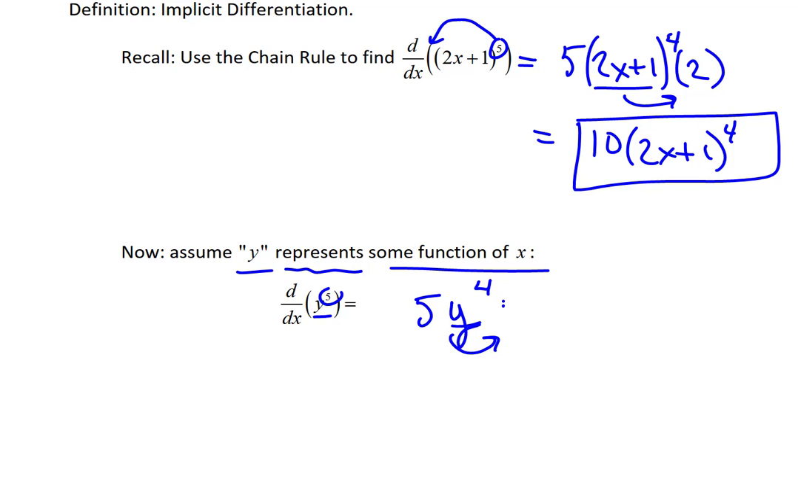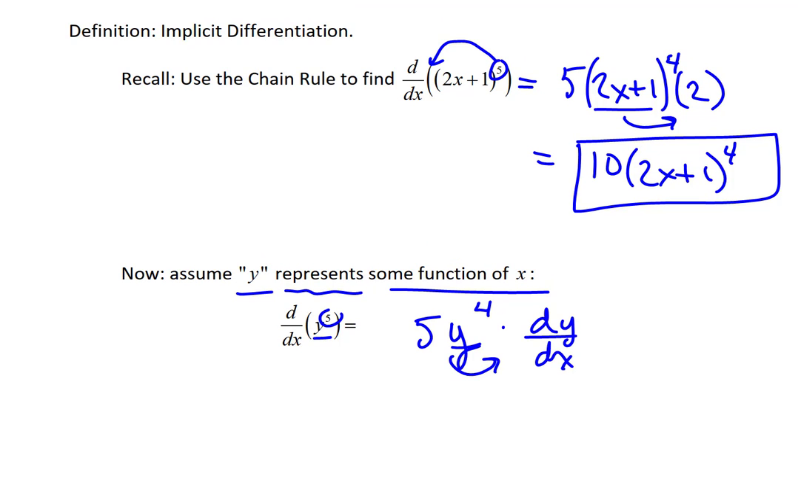Now, the thing with an example like this is we don't know what that inner function is. Remember, y is just hiding some inner function of x. So instead of writing out what it would actually be, we're simply going to write it as dy/dx, which represents the derivative of whatever it is. So in that way, we'll say the derivative with respect to x, d/dx, of y to the fifth is really 5y to the fourth times dy/dx.